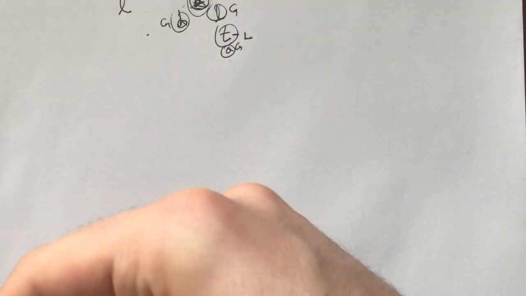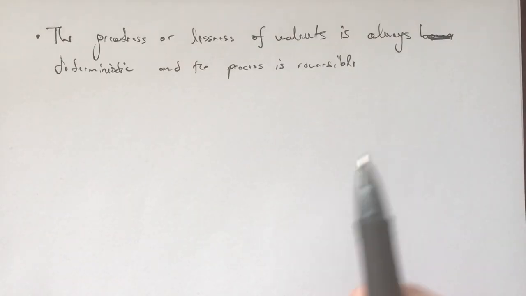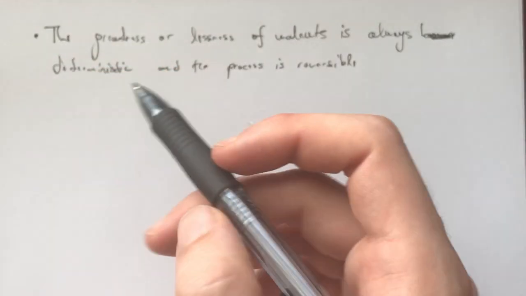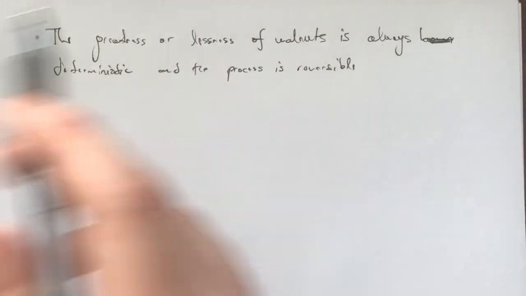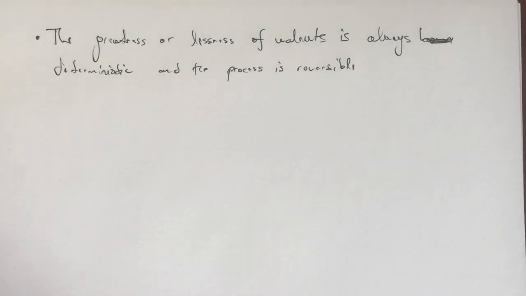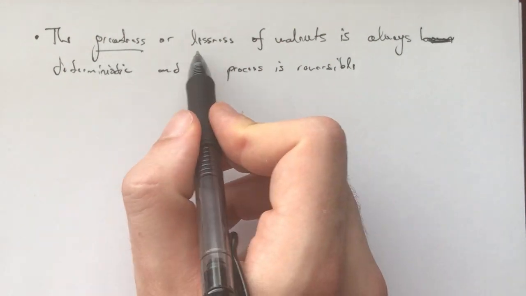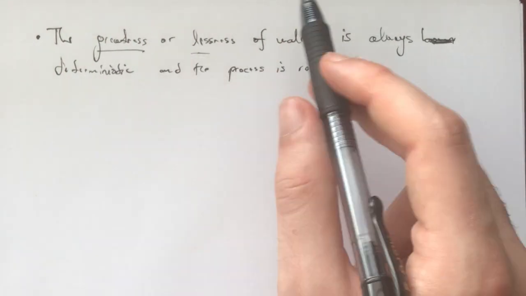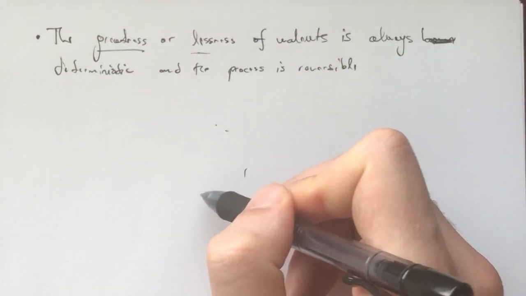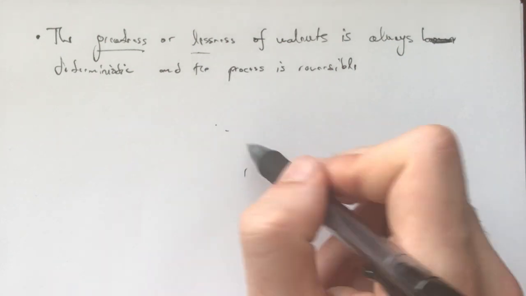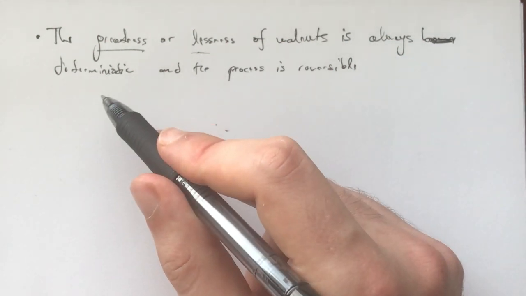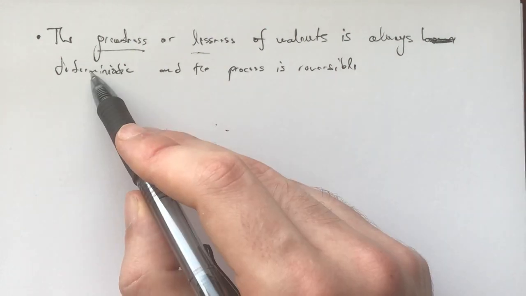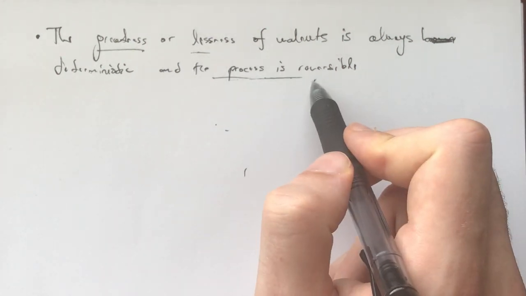The way we prove this is, after some playing around and trying to figure out how to actually prove this, I ended up scrapping the initial claim and realized that the greatness or lessness of the walnut is always deterministic. Once you set up the walnuts, it's determined which ones are less and which ones are great. And another thing is that this process is reversible.